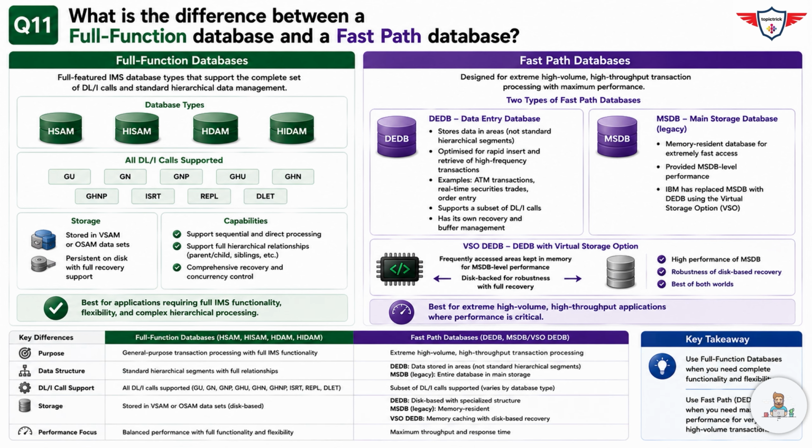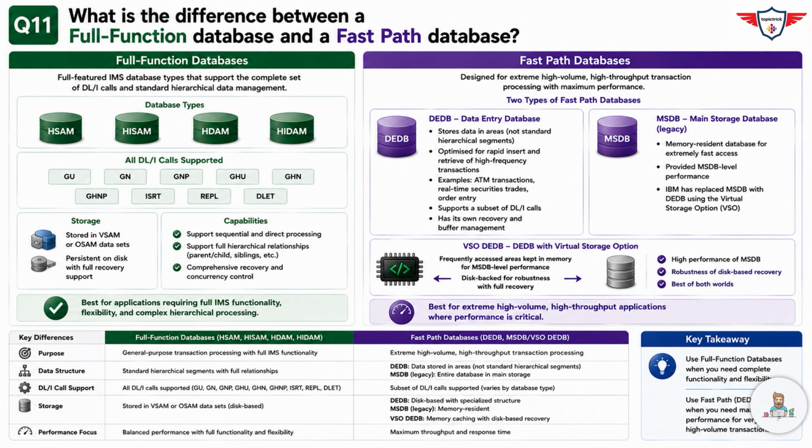designed for extremely high volume, high throughput transaction processing. And there are two types of fast path database. The first one is the data entry database, and the second one is the main storage database. Now, a data entry database stores data in areas rather than standard hierarchical segments and is optimized for rapid insert and rapid retrieval of high frequency transactions, for example, ATM transactions or real-time security trades. Again, the data entry database supports a subset of DLI calls, and it has its own recovery and buffer management mechanism.